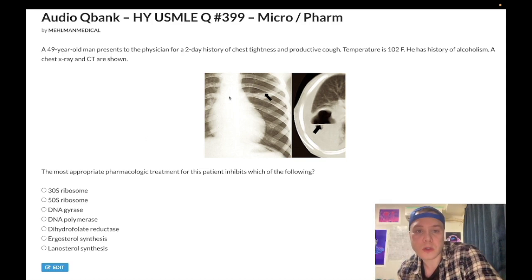So 49-year-old dude, today history of chest tightness, productive cough, febrile at 102 Fahrenheit, history of alcoholism, chest x-ray and CT are shown. Now look, you're not expected to be a radiology attending. You look at these images here, you say, no idea what I'm looking at. And I say, take 2 steps back, chill out for 2 seconds.